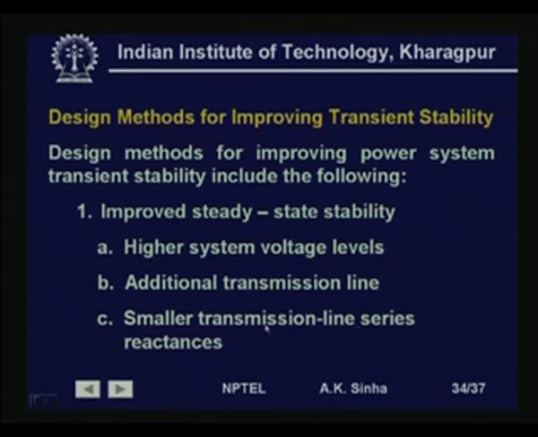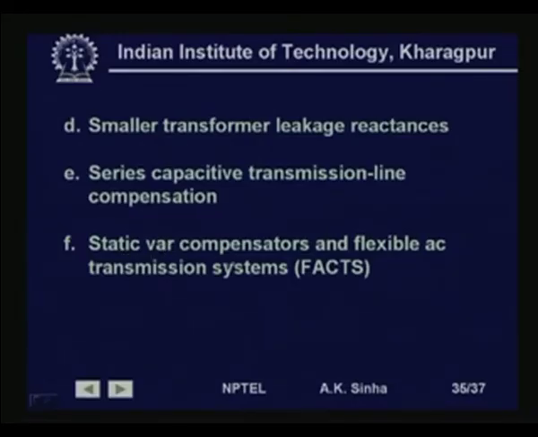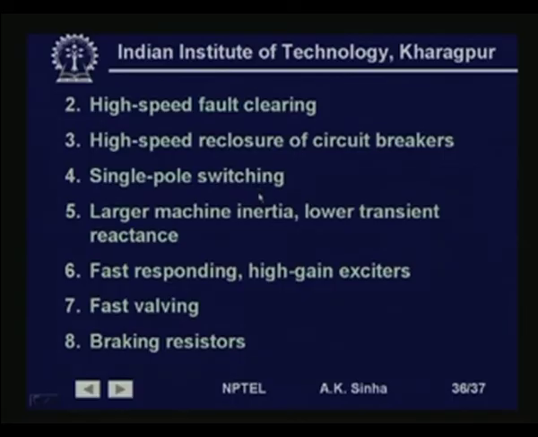Smaller transmission line series reactances, that is what we do with bundle conductors. Smaller transformer leakage reactance, again what we are trying to do is reduce the reactance of the system. We can use series compensation, that is use series capacitor in series with the line. Static var compensators and flexible AC transmission systems can also be used, because these will improve the voltage during transient period. So, this will also help the stability.